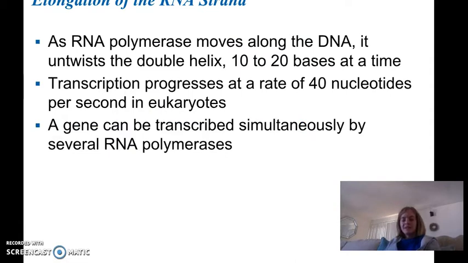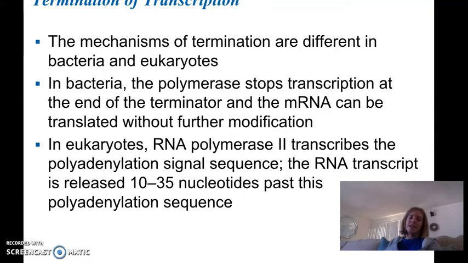As it moves along the DNA, it will untwist the double helix, which begins the elongation of our RNA molecule. And transcription happens very, very quickly. Then as the RNA polymerase moves along the DNA template, adding nucleotides, once it starts to finish off, it will slowly peel away from the DNA molecule, and then the DNA double helix will reform behind it. So that is one thing that happens in elongation.